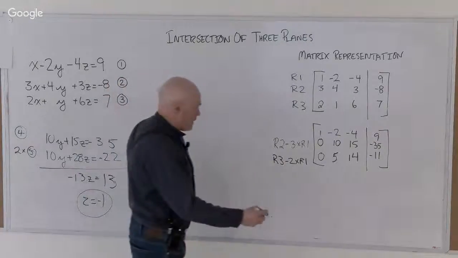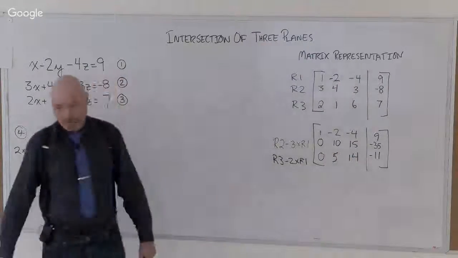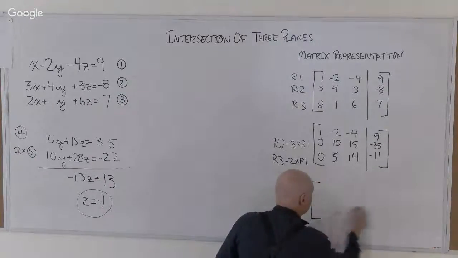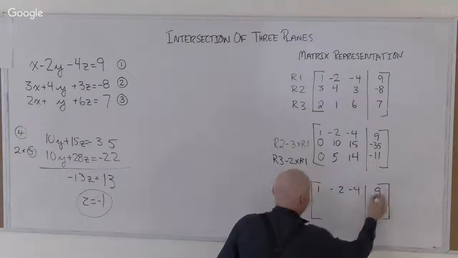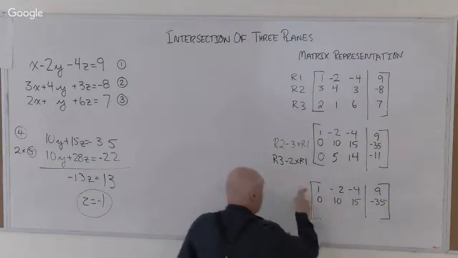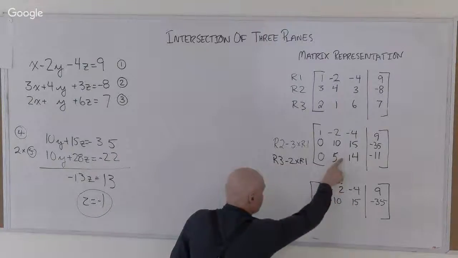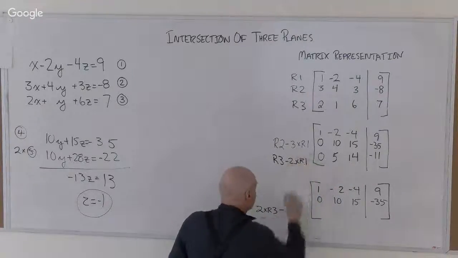Okay, good. I've gotten rid of my X's. Now I need to get rid of this so that I can read my Z off. Hopefully we haven't made a mistake. Maybe we did. Let's see what happens. Okay, so 1, -2, -4 equals 9, 0, 10, 15, -35. Okay, there's my row 2. I'm going to take 2 times row 3 from up here, and I'm going to subtract row 2.